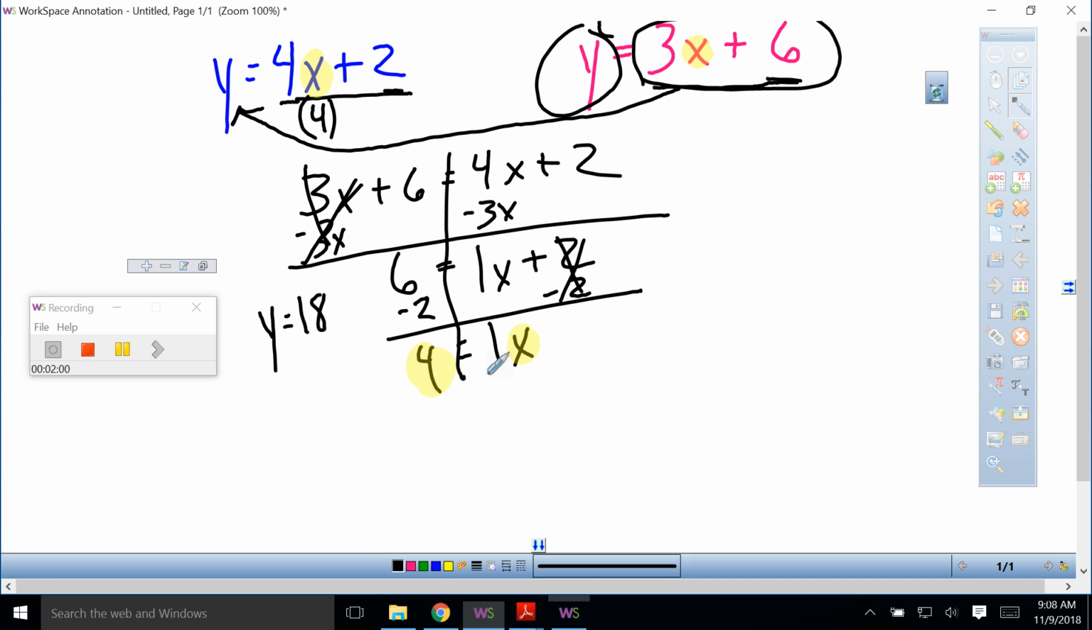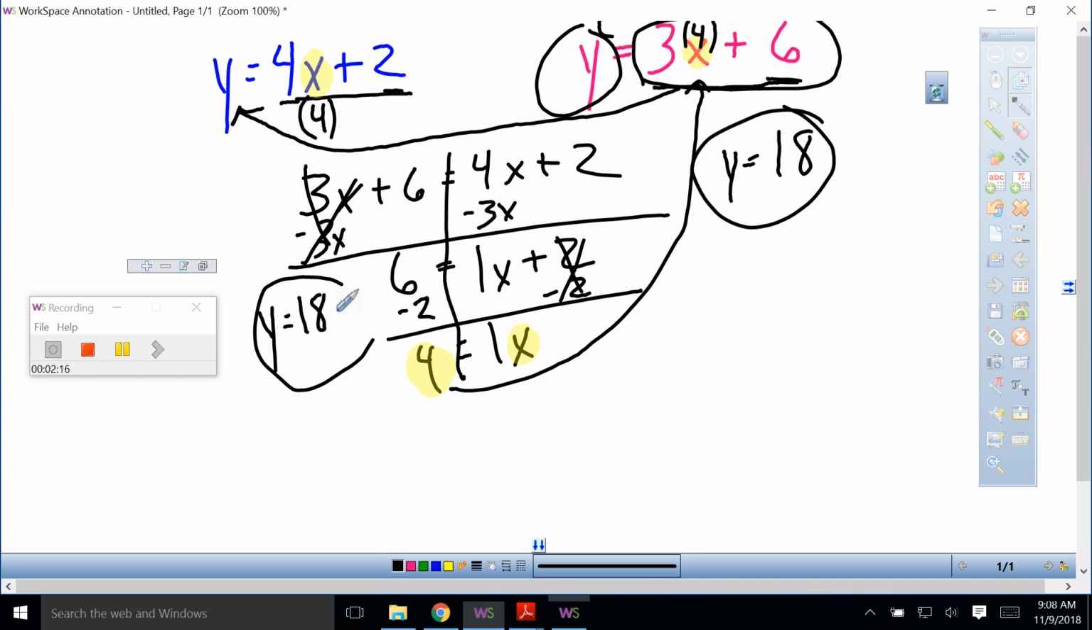And if I took the 4 and plugged it in for x up here, I would also have 3 times 4 is 12. 12 plus 6 is 18. So y equals 18 here, and it also equals 18 here. So once you find out what your x is, you can substitute it into either equation and get the same result for y. So your solution would be your x is 4, your y is 18.